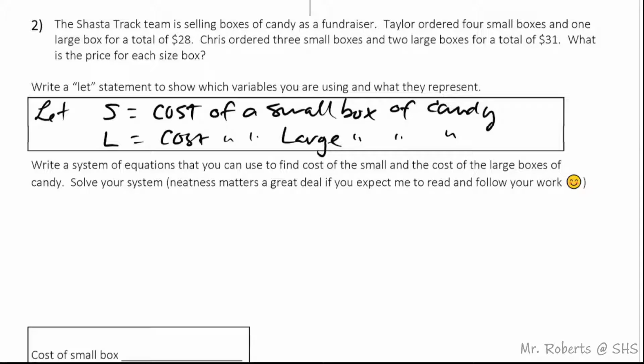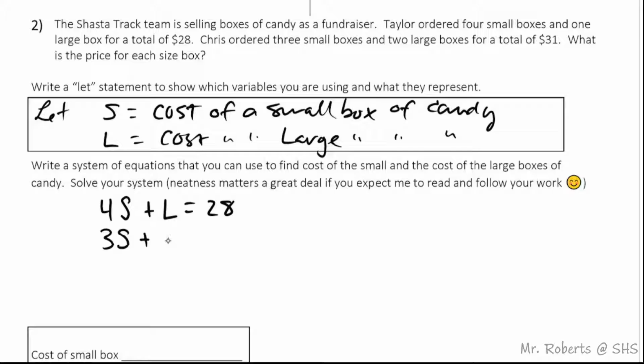is if I have, let's see, what does it say? It says Taylor ordered 4 small boxes, so 4 of the small boxes plus 1 large box, so just 1 L, and that cost her $28. And Chris, is it Chris? Yeah. Ordered 3 of the small boxes plus 2 of the large boxes. Yep, 2 of the large boxes, and that cost him $31. So any method we have for solving this system would be great.